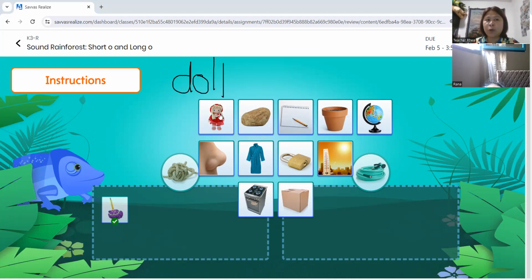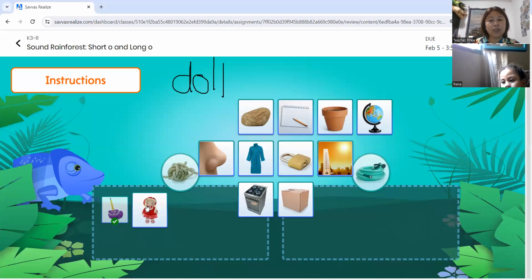Doll. So where should we put doll? Is it under knot or under hose? Where should we put doll? Under the knot, yes. Doll has a short O sound.